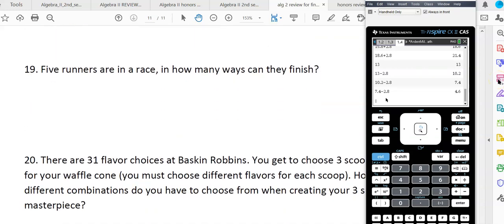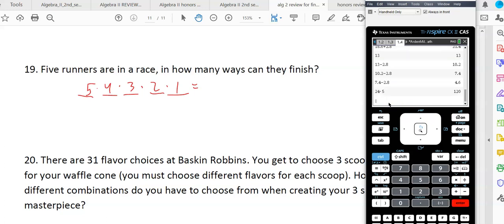How many different ways can they finish? So not just the top 3, but all 5 of them, right? So this would be 5 ways the first person, then 4 ways left over, then times 3 times 2 times 1. That's 5 factorial. Or 6 times 4, 24 times 5. 120.